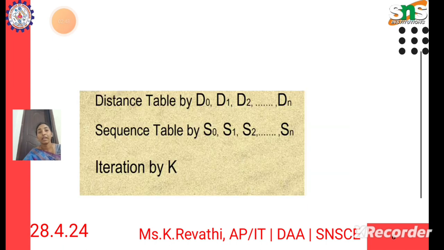The distance tables are denoted by D0, D1, D2 up to Dn. Then the sequence tables will be calculated as S0, S1, S2 up to Sn. The iteration will be denoted by k.